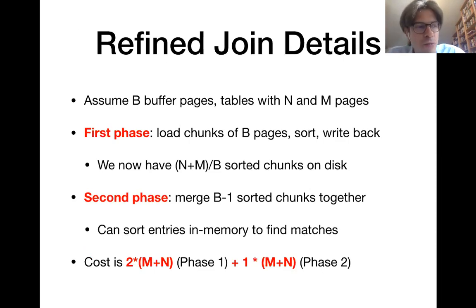Here is a little bit more detail, and we're going to discuss that further next time. We generally assume that we have B buffer pages, and input tables with N and M pages. In the first phase, we load chunks of maximum size, what fits into main memory, B pages, sort them, and write them back to disk. Afterwards, when taking together both input tables with N and M pages, I will have a number of sorted table chunks that is proportional to N plus M divided by the buffer size.